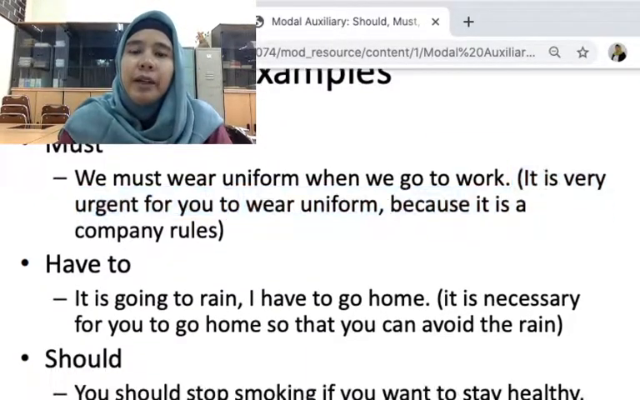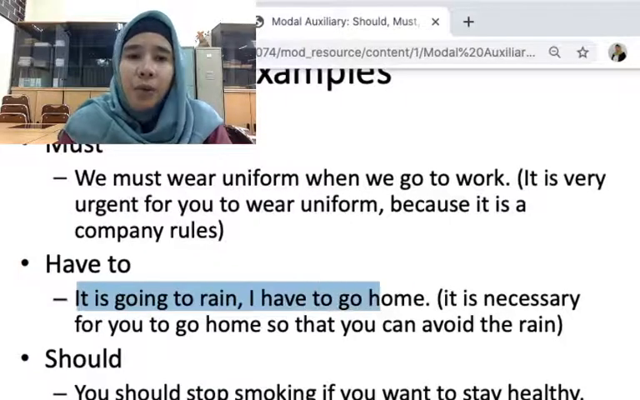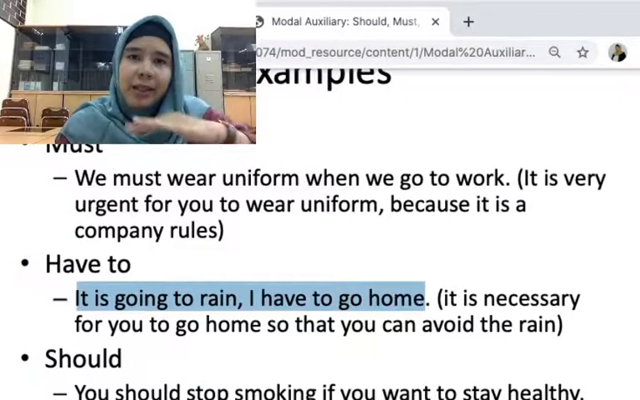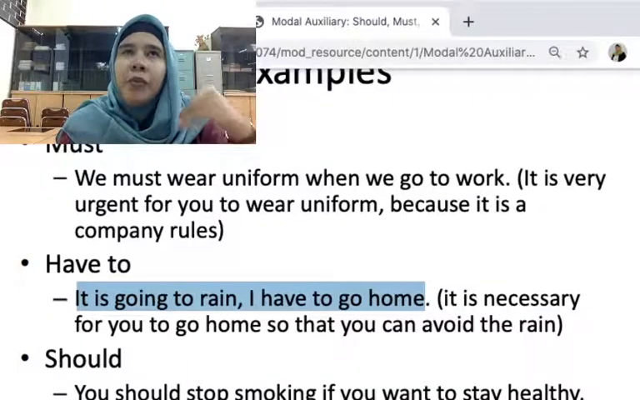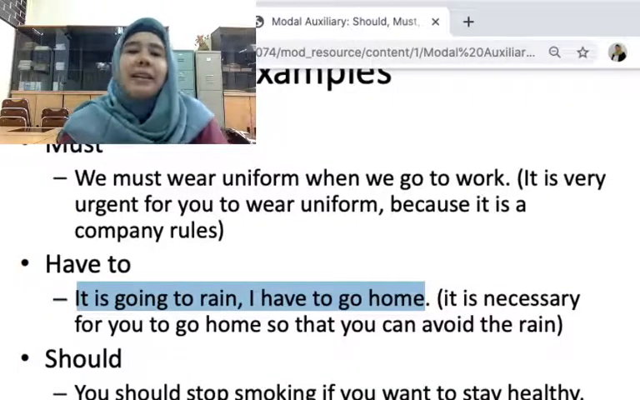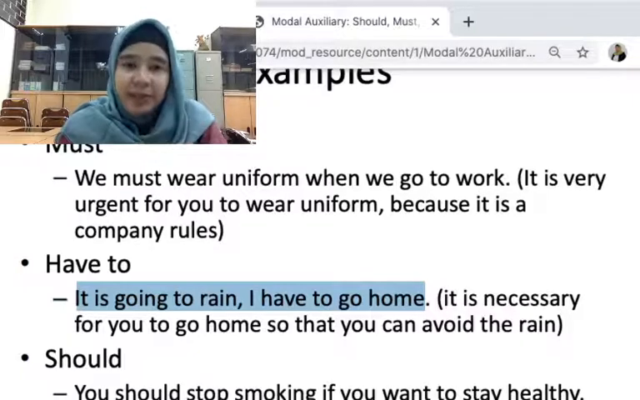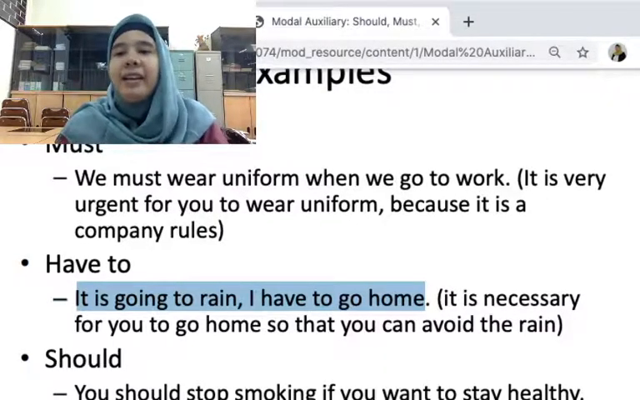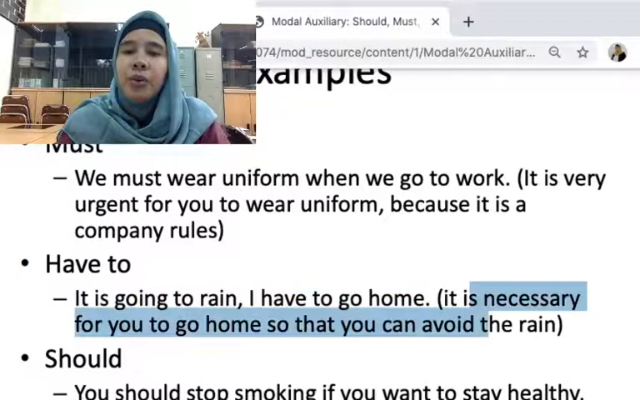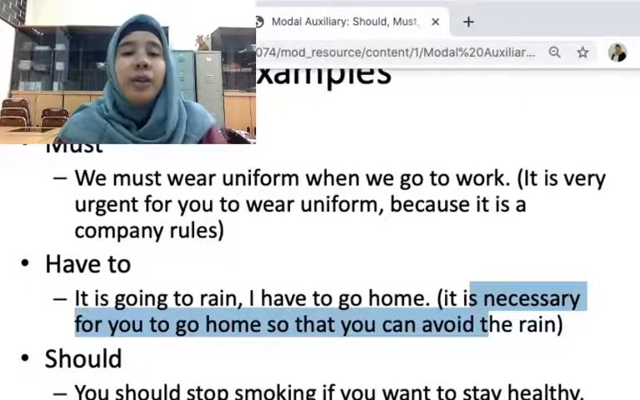Have to. It is going to rain. I have to go home. Ya, it is middle, seperti di tengah-tengah aja. It is very important if you go home, ya kan? Because it's going to rain. Daripada kehujanan, sekarang pulang aja, gitu kan? It is necessary for you to go home so that you can avoid the rain.